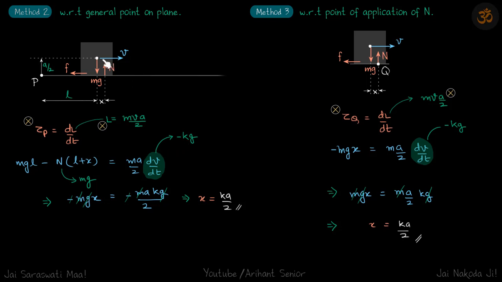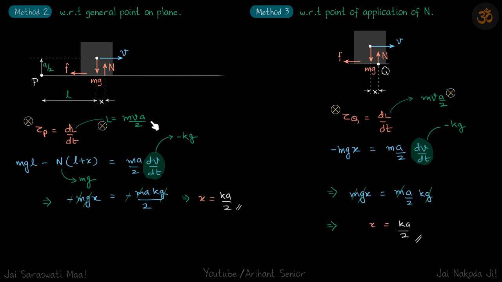Why minus kg? Because we are assuming the direction of v to be positive towards the right. Then dv by dt, due to the frictional force, will be towards the left. So that will be negative of the assumed direction we have taken for velocity. So that will be minus kg. So be very careful, these signs are different. This negative sign has nothing to do with this direction. This negative sign has to do with the direction in the x direction. So we write N is equal to mg, and we simplify and get X is equal to Ka by 2.